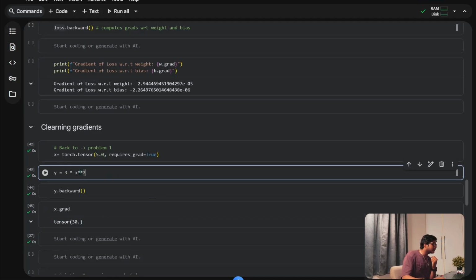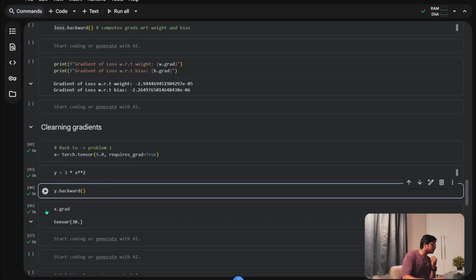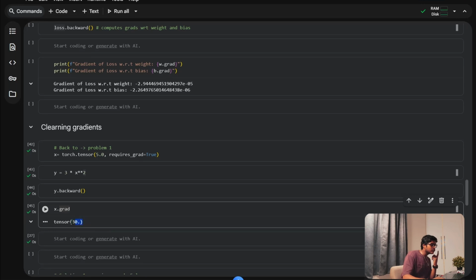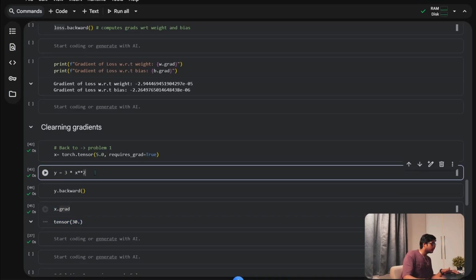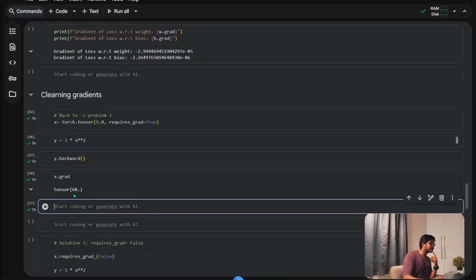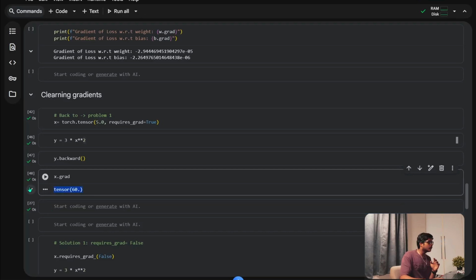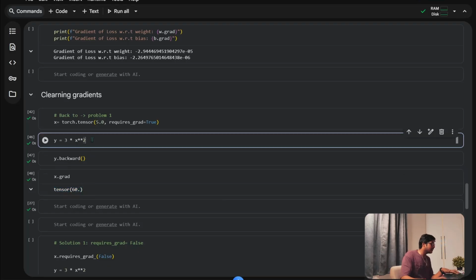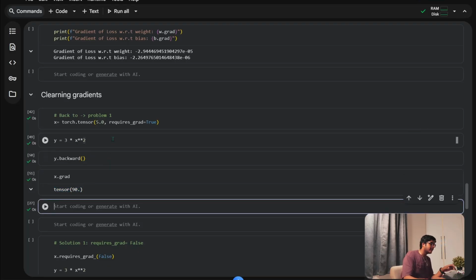But if I again run these three cells, like lines 43, 44 and 45, technically it should again come 30 only, right? But as I told you, PyTorch accumulates these gradients. So if I run this and this, you see, it accumulated the gradients instead of replacing them. Practically it should be 30 over here, but it's coming 60. Why? Because it has accumulated. Now if I again run these cells, it's 90. If I run again, it will be 120. So that is the problem of gradient accumulation.